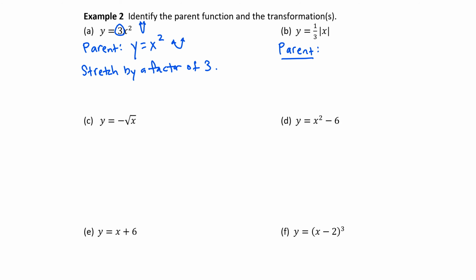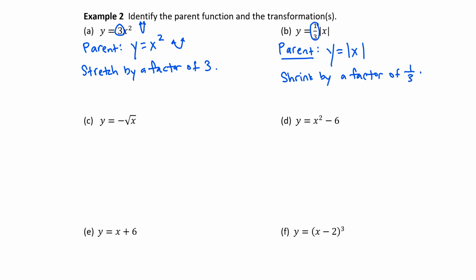Again, when you identify the parent function, you're ignoring all the details there. You're saying, what's the fundamental nature of that graph? The parent of this graph is absolute value of x, the v shape. Since this one is multiplied by a fraction, which is less than 1, this is going to be a shrink by a factor of 1/3. And I'll show you how to execute that on a graph.